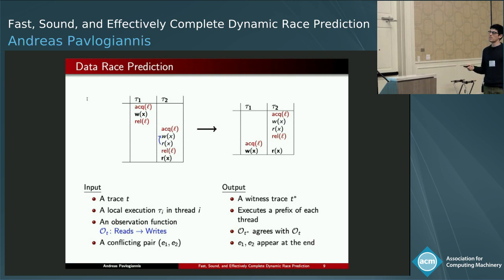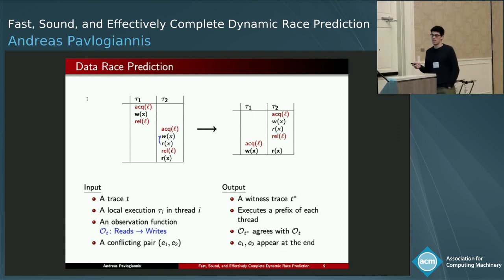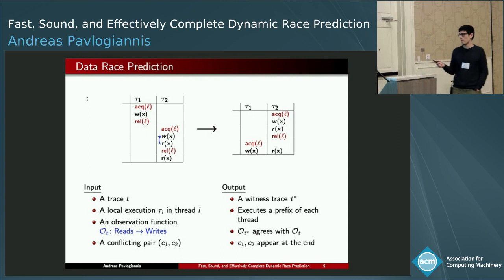Right. So we insist that this requirement holds, so the two observation functions agree. The reason is that if you guarantee this, then you know that the behavior exposed by this T star is actually behavior that is exhibited by the concurrent program, so the race report is a sound report.